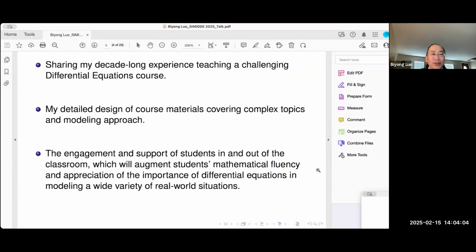We know that this appreciation of the importance of the differential equations course will enhance students' learning and their mathematical growth.